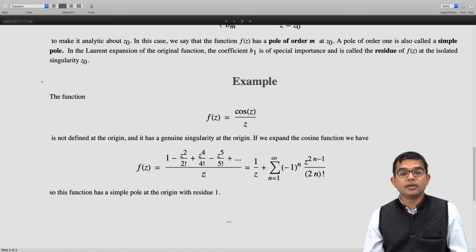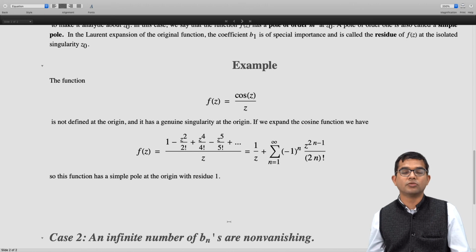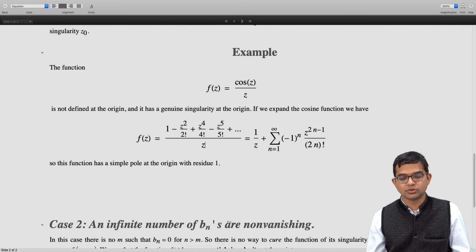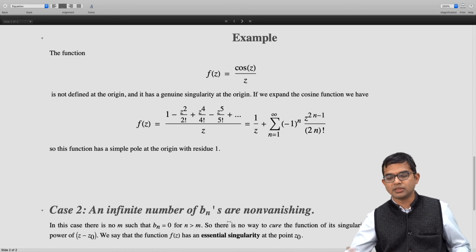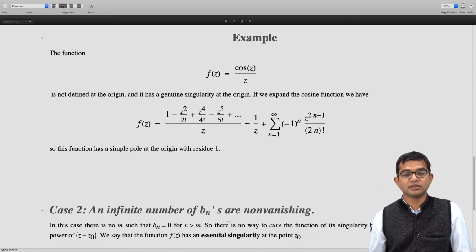Let's look at the third case, and that's when all of these b_n's are non-vanishing. Then this isolated singularity is what is known as an essential singularity. There is no way that you can multiply by some power of z minus z naught and cure this singularity. It's going to remain no matter what power of z minus z naught you multiply at this point. This is an essential singularity at this point.